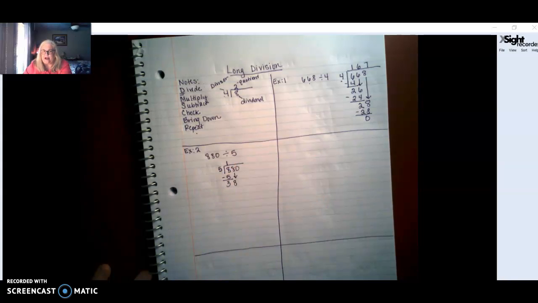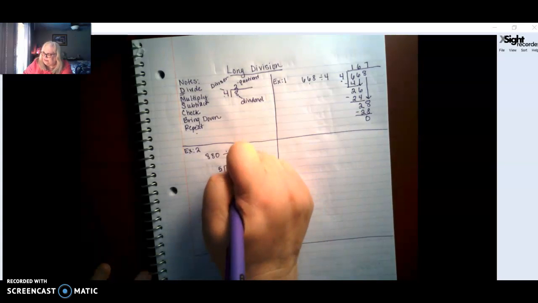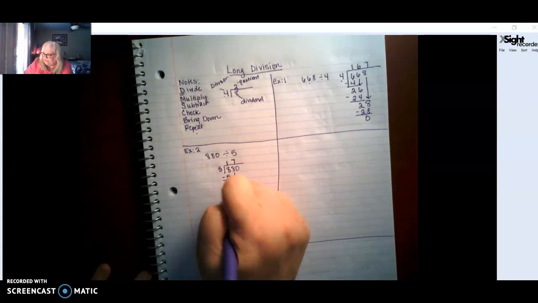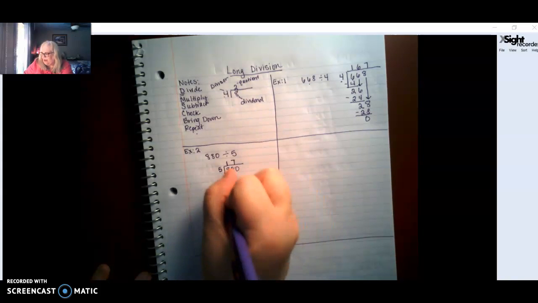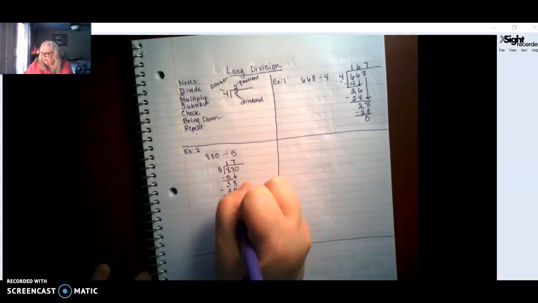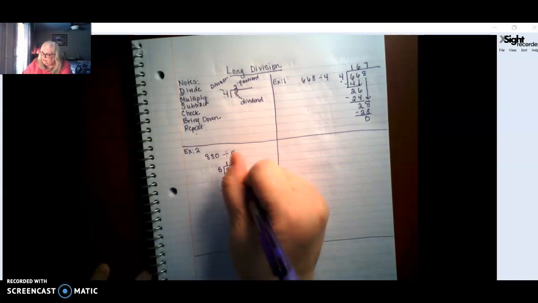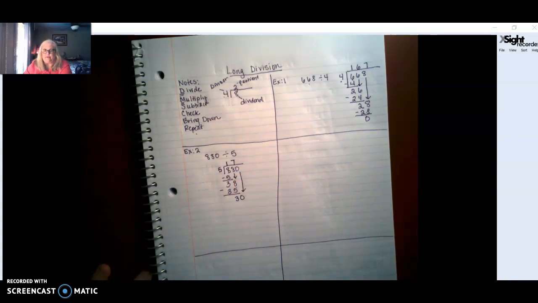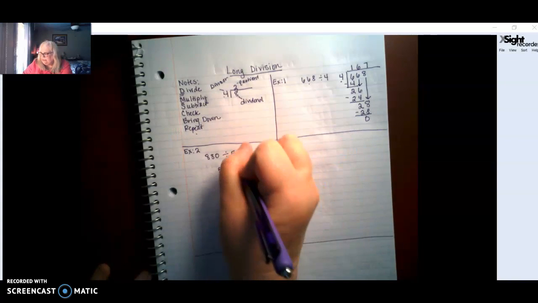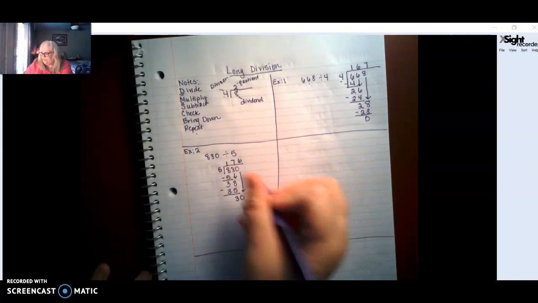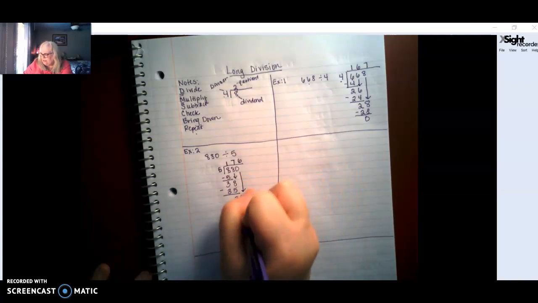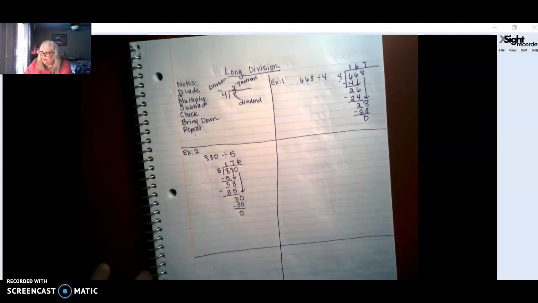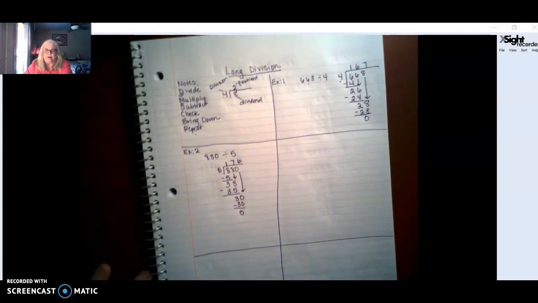How many times does 5 go into 38 without going over? Goes in 7 times. 7 times 5 is 35. 38 minus 35 is 3. Then check and bring down. Then how many times does 5 go into 30 without going over? 6. 6 times 5 is 30. Subtract. No remainders. Check. There's no more numbers to bring down.